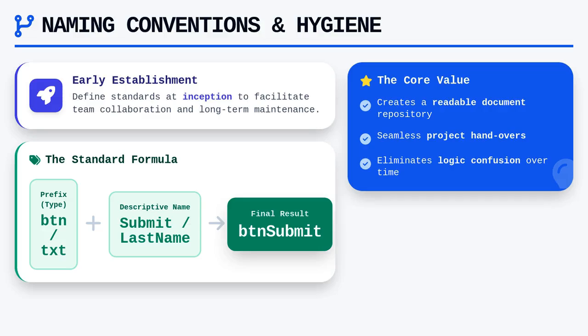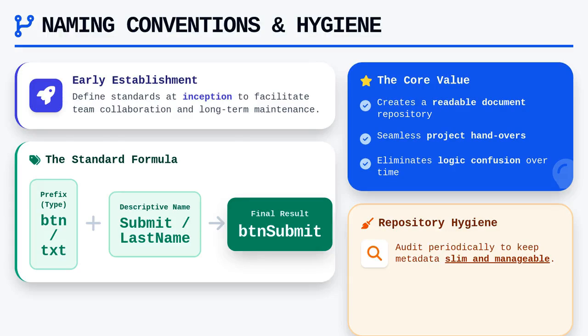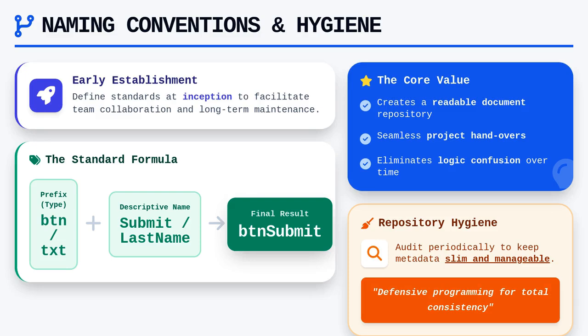You should also audit your repository periodically, removing unused elements to keep the metadata slim and manageable. Minimizing redundancy is not just about cleanliness. It is a defensive programming practice that prevents confusion and ensures the consistency of every interaction with the target application layer.